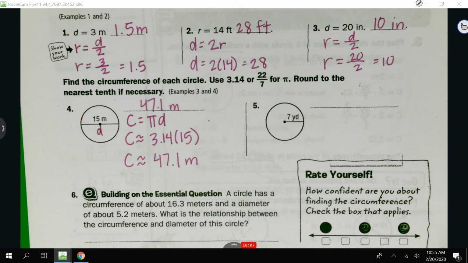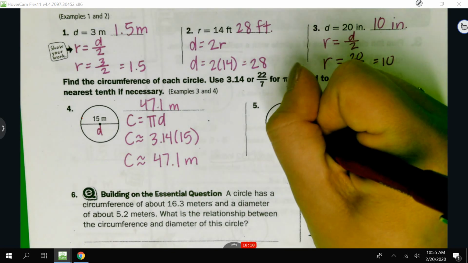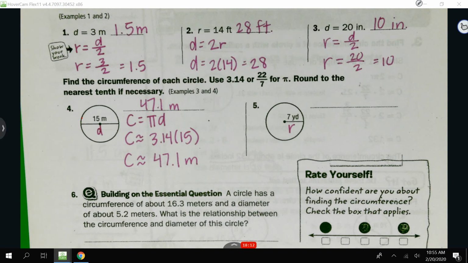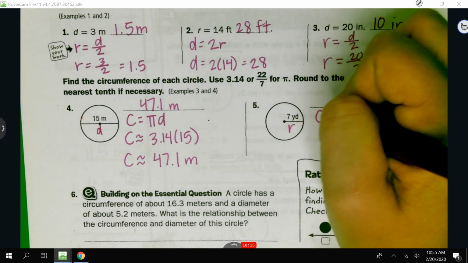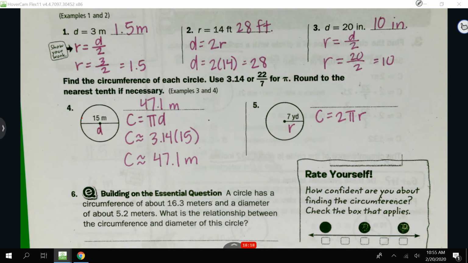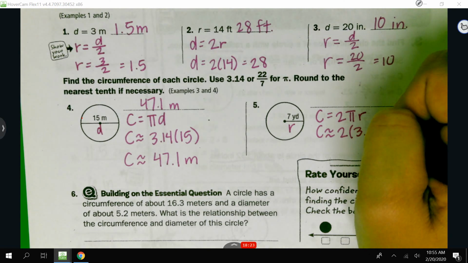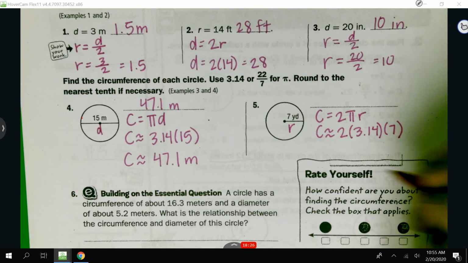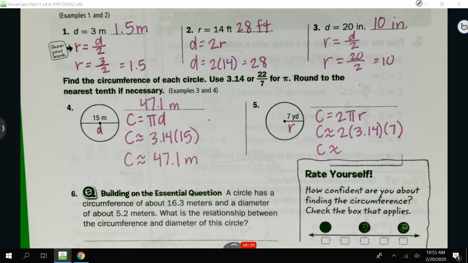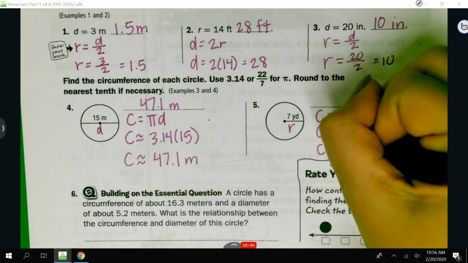What do you know about number 5? You know that the radius is 7. So which formula should I use? C equals 2 pi r. So I've got 2 times 3.14 times 7. What do you get? 43.96. How does that round to the nearest tenth? The 44, right? The 6 tells the 9 to go up. 9 goes up to 10, so you carry your 1 over. So that should be 44.